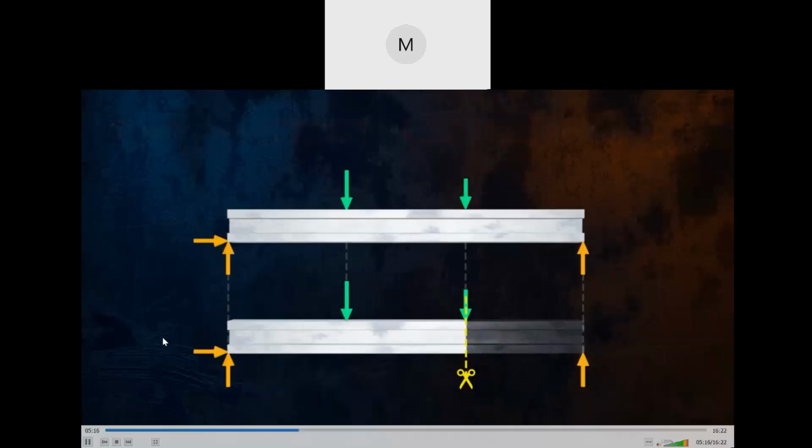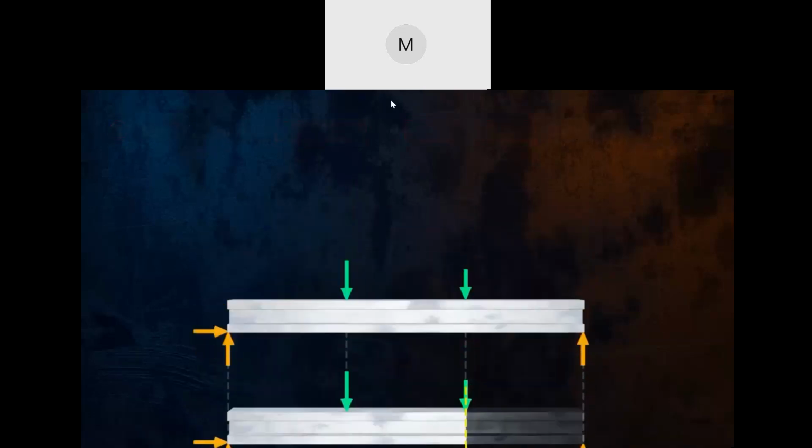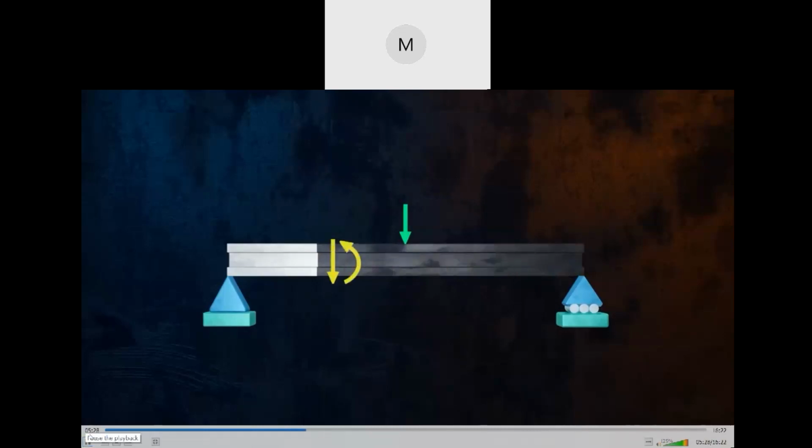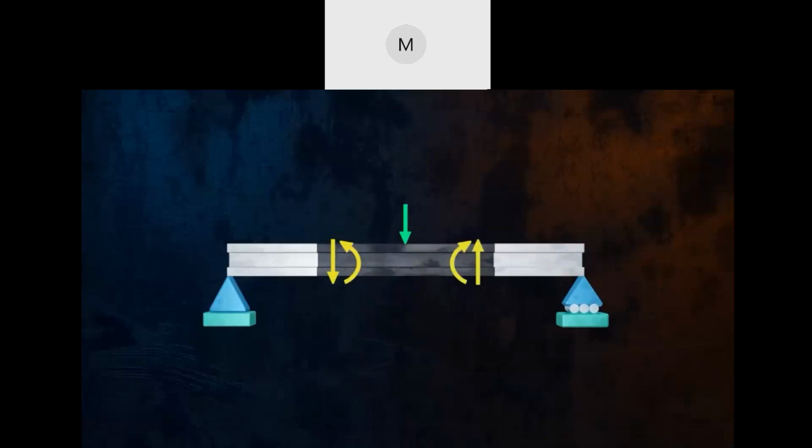Now is a good time to define the sign convention we will be using. Applied forces will be positive if they are acting in the downwards direction. For shear forces and bending moments, the positive sign convention will be as shown here. If the beam is on the left side of our cut, shear forces pointing downwards will be positive.